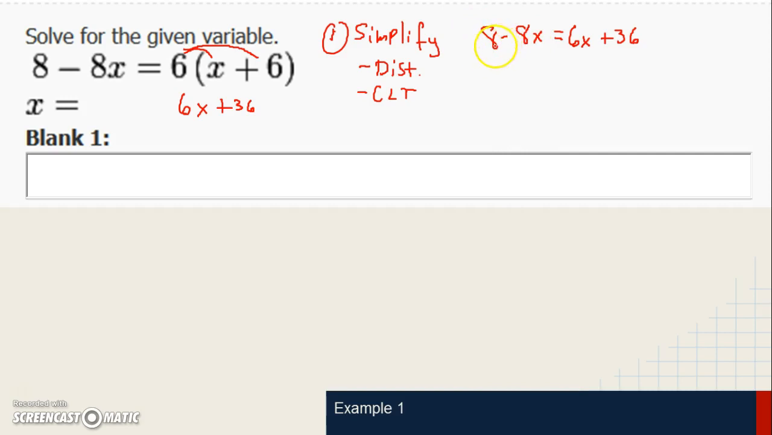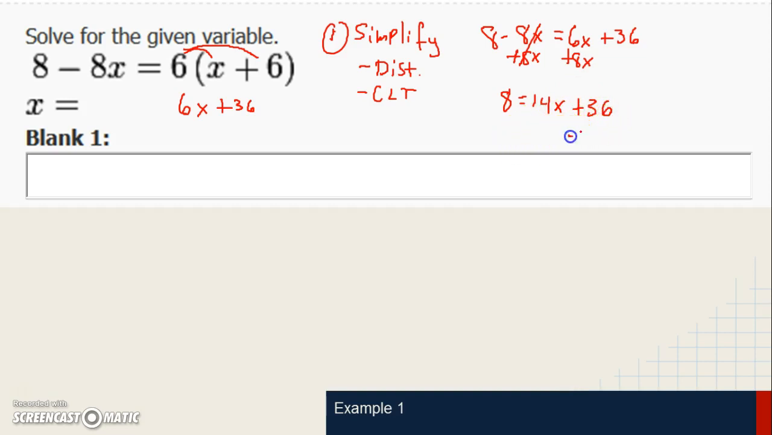And what I'm going to do is choose the coefficient on the variable that's larger. So what's a larger number? Positive 6 or negative 8? Positive 6 is the larger number. So I'm going to eliminate negative 8x using inverse operations. So I'll add 8x. I'll add 8x. Negative 8x plus 8x is 0. So it's been eliminated. And now I have 8 equals 6x plus 8x is 14x plus 36.